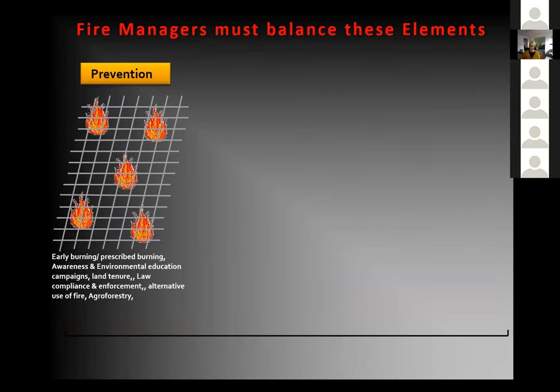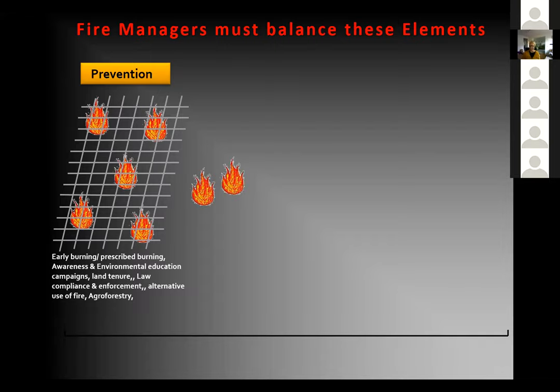And we do have a set of activities. Early burning or prescribed burning belongs to prevention measures. At the community level, of course, the typical and traditional awareness and environmental education measures belong to that. We have to look at land tenure, who owns the land, how can we transfer ownership for certain land areas. We have to look at law compliance and law enforcement as prevention measures. And we have to look at alternative uses of fire, alternative income generating activities, such as we find in agroforestry types of systems, if we talk about fire prevention at community level.